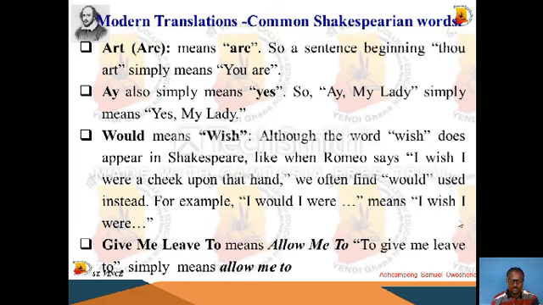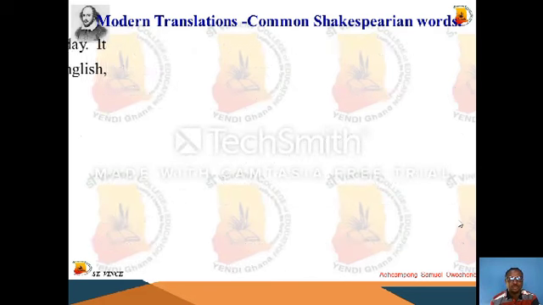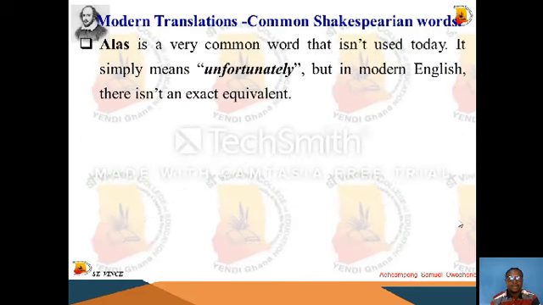Give me leave to means allow me to do something. Give me leave to go, allow me to go. All right. Now, another word that you might come across very often is alas. It is a very common word that isn't used today, but very prevalent in Shakespearean time, and it simply means unfortunately. In modern English, that exact equivalent isn't there. But when you say in Shakespearean English, alas, she died, it means unfortunately, she died.